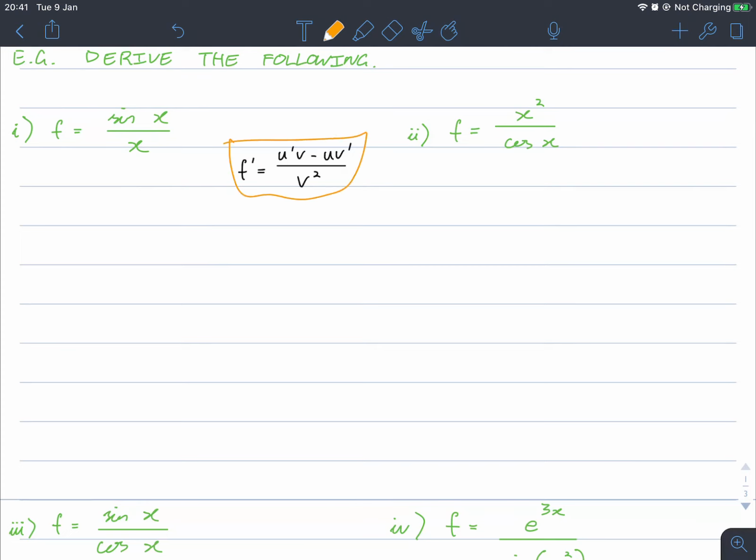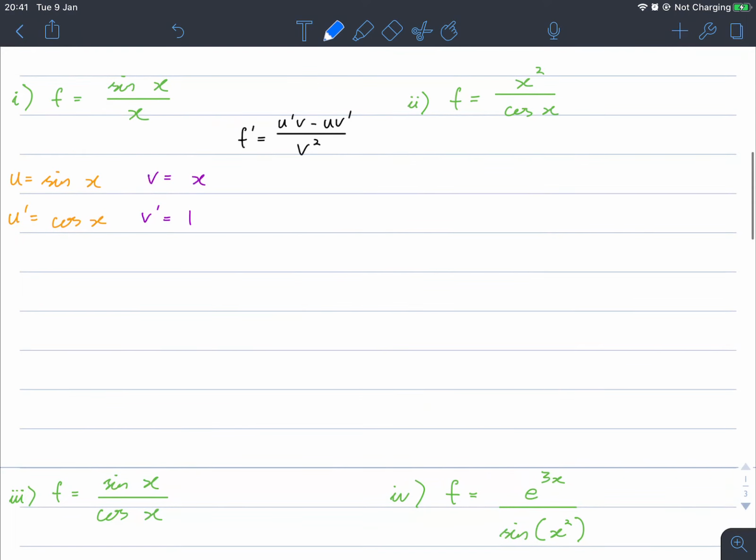Here I've written myself, I often do this even on my own paper, just so I can follow along and not mess up. So I let u equal sine x, and u prime will now be cosine of x. V is equal to x, and v prime is equal to 1. Okay, so let's get on with it.